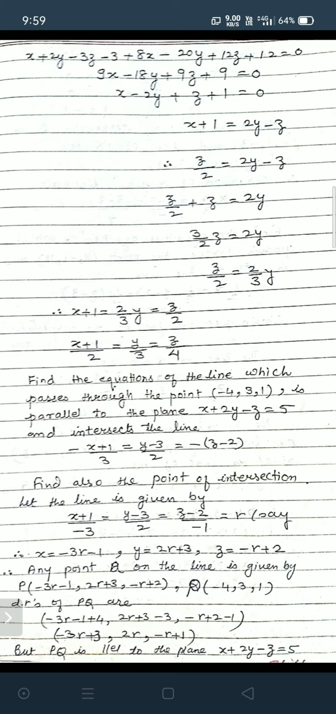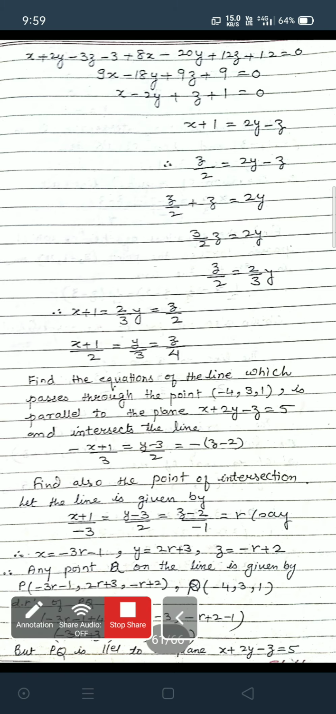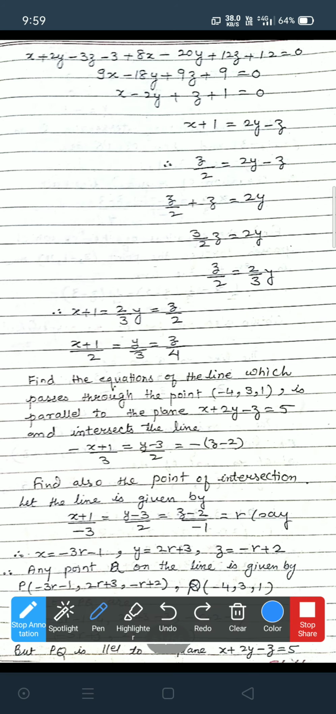Here, let the line be given by x plus 1 by minus 3 is equals to y minus 3 by 2 is equals to z minus 2 by minus 1. And suppose this is equals to r, then we get the general point on the line. If x plus 1 by minus 3 is equals to r, then x plus 1 is equals to minus 3r and x is equals to minus 3r minus 1. Y minus 3 by 2 is equals to r, then y is equals to 2r plus 3 and similarly z is equals to minus r plus 2.